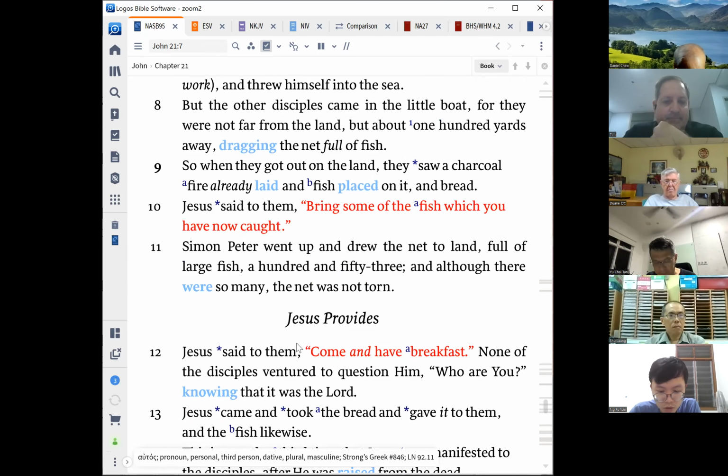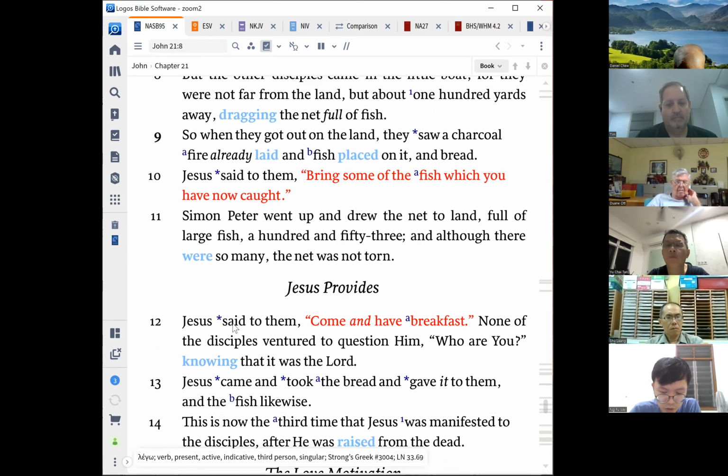But the other disciples came in the little boat, for they were not far from the land, but about 100 yards away, dragging the net full of fish. So when they got out on the land, they saw a coal fire already laid and fish placed on it, and bread. Jesus said to them, "Bring some of the fish which you have now caught." Simon Peter went up and drew the net to land, full of large fish, 153, and although there were so many, the net was not torn. Jesus said to them, "Come and have breakfast." None of the disciples ventured to question him, "Who are you?" knowing that it was the Lord.